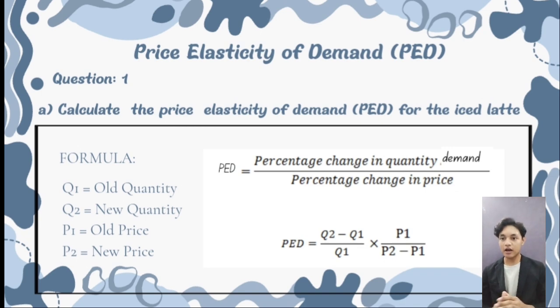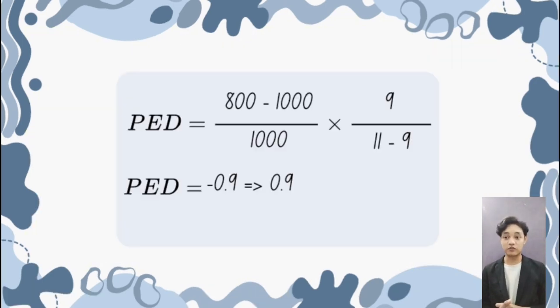So, for question 1, we need to calculate the price elasticity of demand for the iced latte. In this case, I use the formula of PED, which is percentage change in quantity demanded divided by percentage change in price. So, I use the formula to calculate the PED, which is 800 minus 1000 divided by 1000, times 9 divided by 11 minus 9.